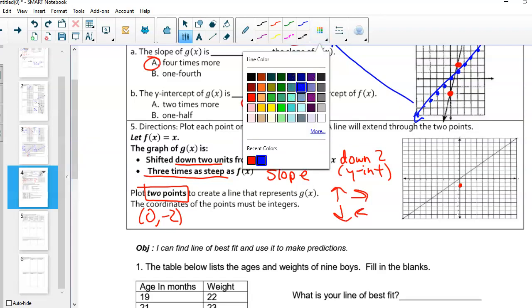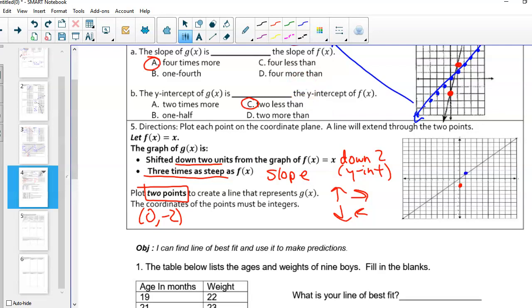You can go up 3, right 1. What is that? 1, 1? Yep. Or you could go down 3, left 1. So -1, -5. Well, we get iPads on the best. For the line of best fit? Yes. But you only need 2 points.